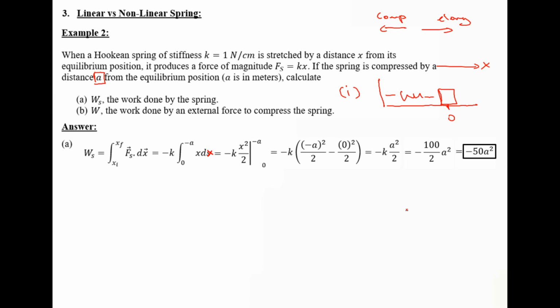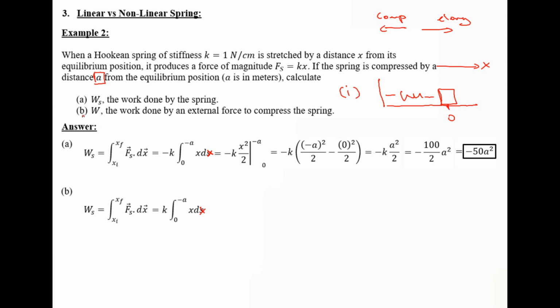And notice here that the work done by the spring is negative. A squared is positive. So why is the work done by the spring negative? Because we're moving away from the equilibrium position. So that would be x as well.